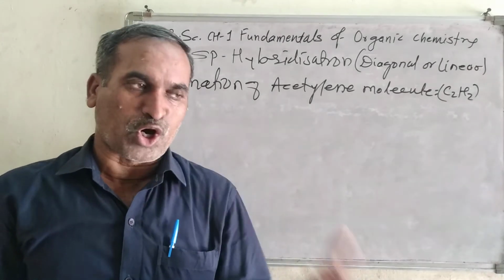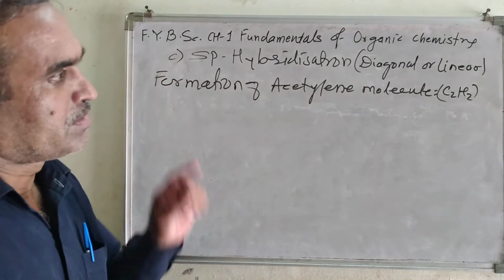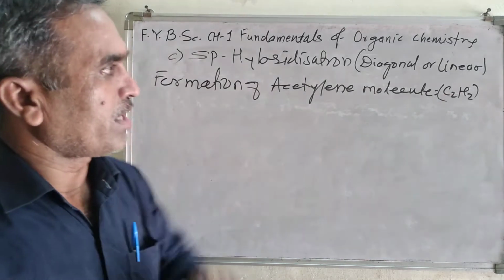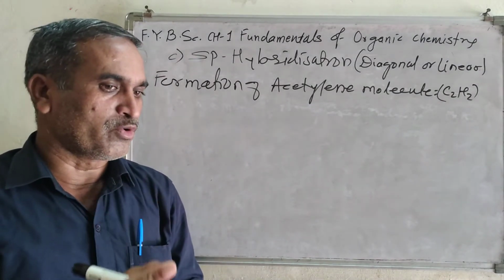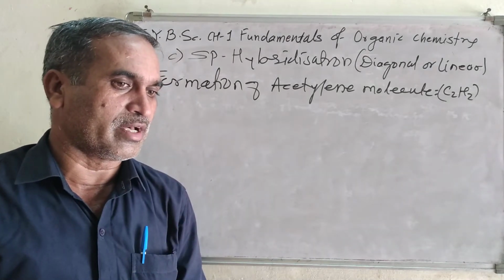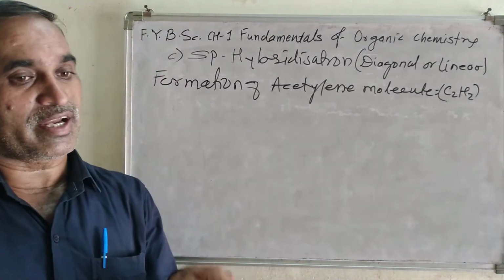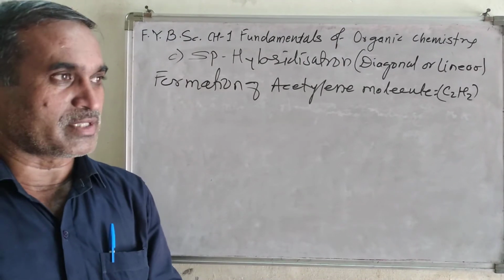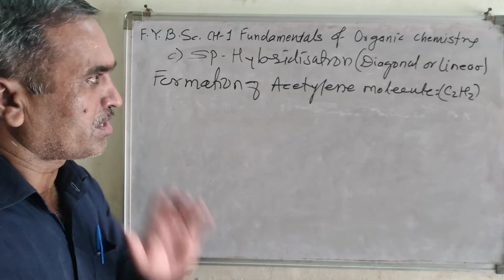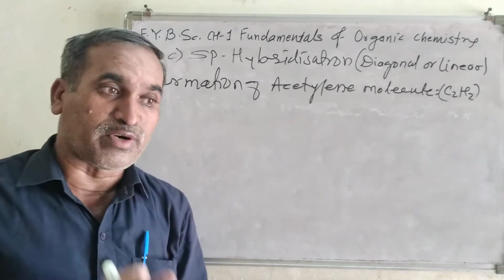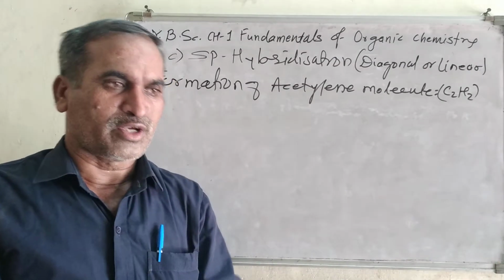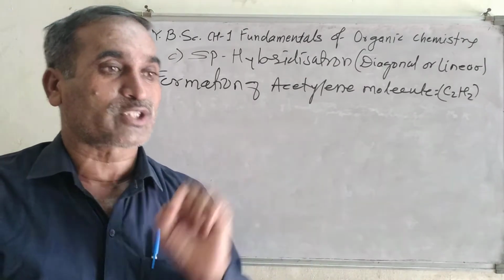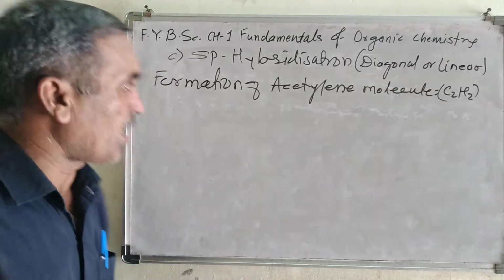First of all, look at this formula carefully. What do you think? Which is the central atom here? The central atom here is again carbon. Always remember, as far as organic chemistry is concerned, carbon is the central atom. And what is the first thing to do? First, write down the electronic configuration of the carbon atom.